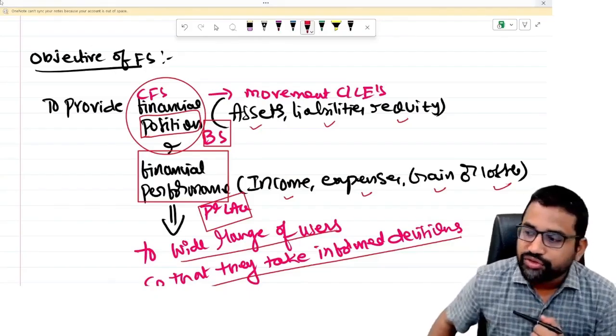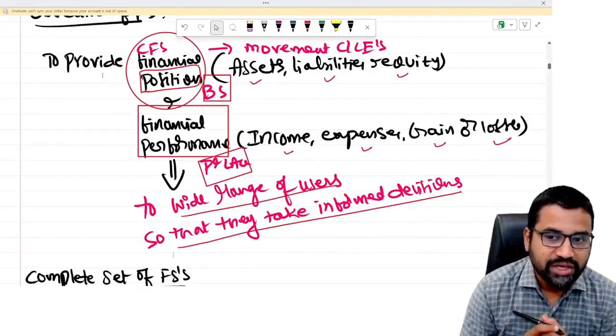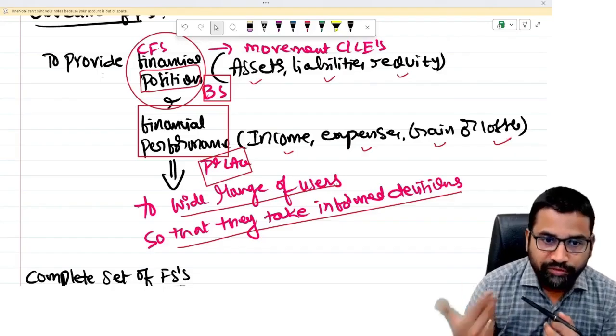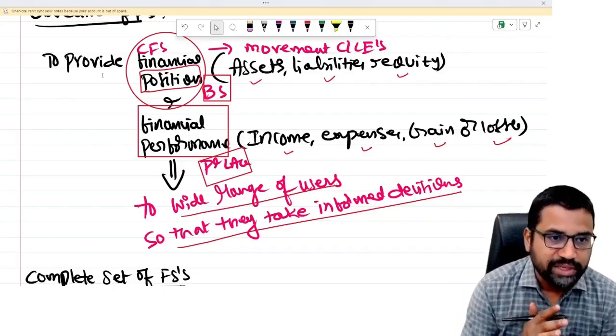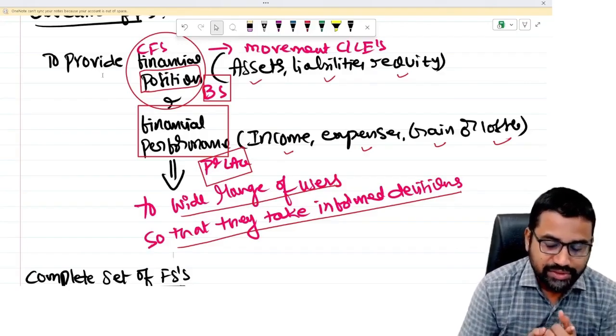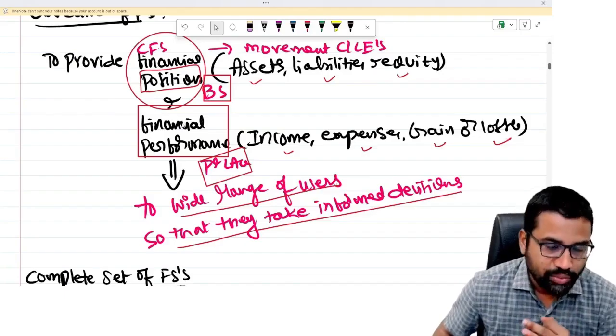So that they can take informed decisions. So what is the objective of Ind AS 1? Why are they giving you the principles for preparation of financial statements? Because at the end of the year, you need to prepare financial statements to provide financial position and financial performance to the users of financial statements so that they can take informed decisions. For that, the principles are prescribed by Ind AS 1.